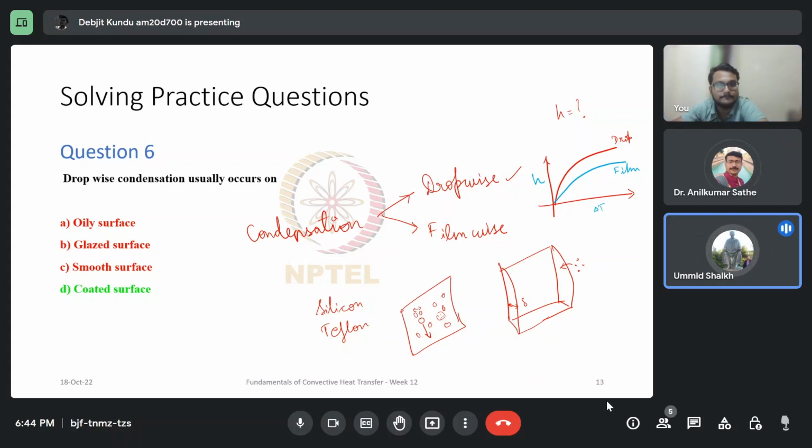I have a question. In film-wise condensation, you have drawn the diagram there. I'm asking about the Reynolds number. While calculating the Reynolds number, we need to calculate the hydraulic diameter. While calculating that, the perimeter was taken as the width of the plate. I didn't understand why the perimeter is taken as only the width.